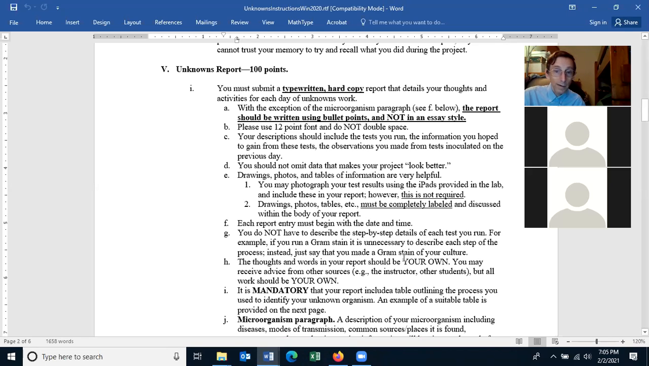The thoughts and words must be your own. If you're not using your own thoughts and words, then you should put it in quotes and say where you got it from. Otherwise, it is plagiarism. And if you plagiarize anyone, you'll get a 0 on this report. And meaning you don't have it in quotes, and you know what I mean.